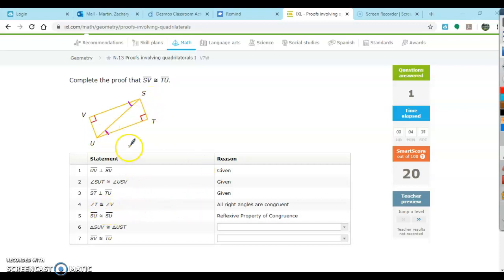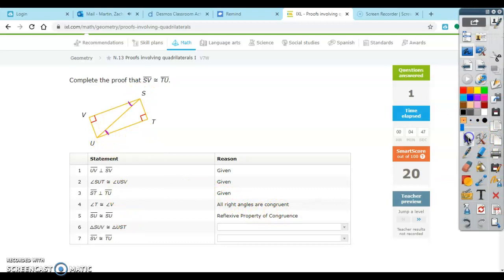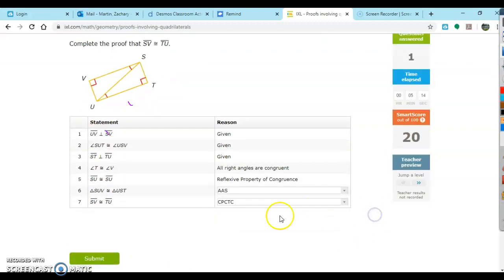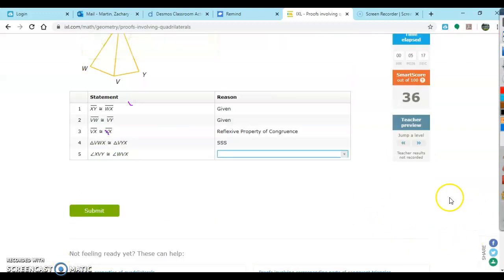We know that angle T is congruent to angle V because all right angles are congruent. And we also know that SU is congruent to SU by the reflexive property of congruence. With all that said, looks again like we've got angle, angle, side congruence. These triangles are congruent by our angle, angle, side congruence theorem. With that said, we know that we have a pair of congruent triangles, therefore corresponding parts of those congruent triangles are congruent. In this case, segment SV is congruent to segment TU. So, fantastic. Proof completed.